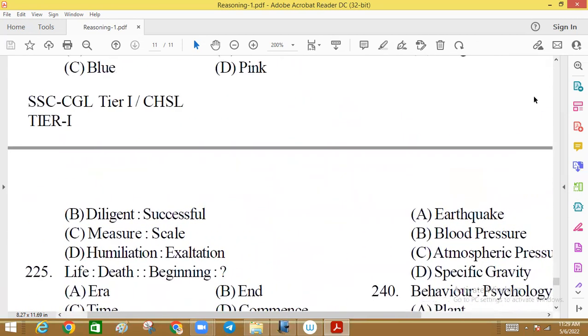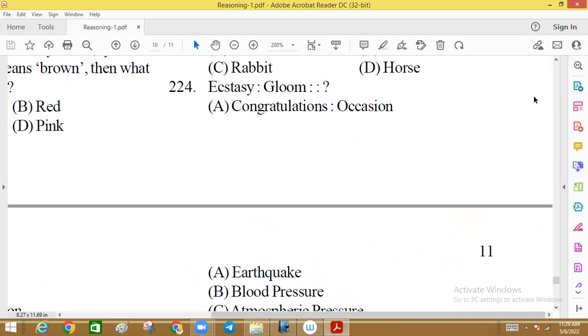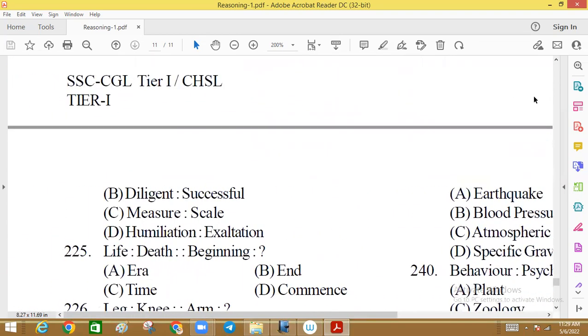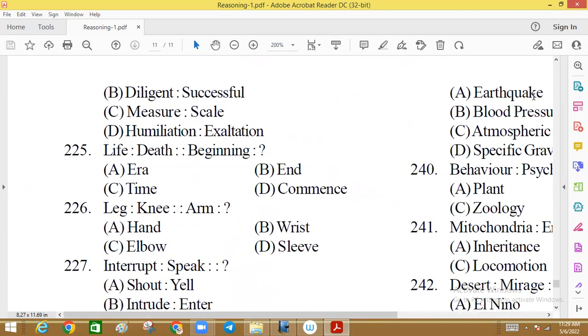Okay, sorry. First option. What is the first option here? Congratulations and occasion. How are they related? Are they antonyms? No. So on the occasion, we'll generally congratulate, right? On any occasion. Diligent and successful. What is the relation between diligent and successful?